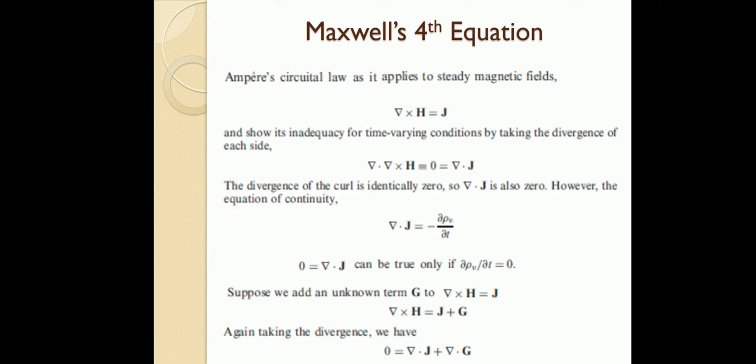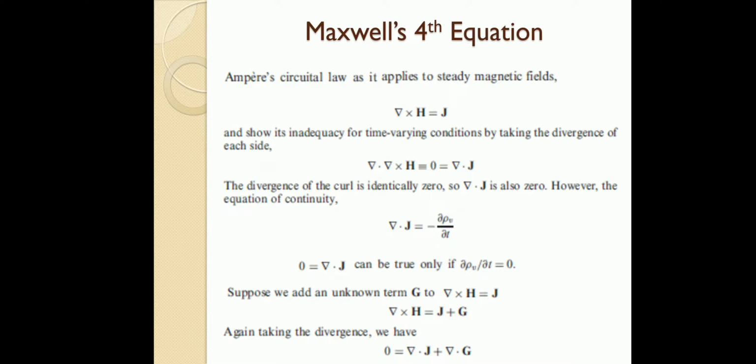But according to this continuity equation, del dot J is equal to minus dou by dou t of rho v for time varying condition. So it should not be 0 for time varying condition. For only static field, the continuity equation becomes 0. Otherwise, for time varying condition, the continuity equation says that del dot J is equal to minus dou by dou t of rho v. So here we are considering the time varying condition, and this del dot J is never 0.